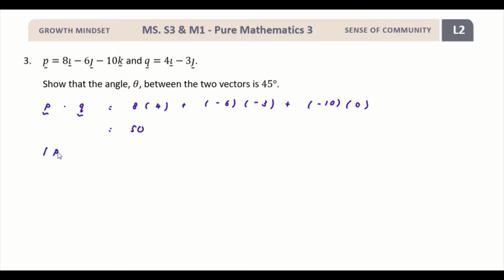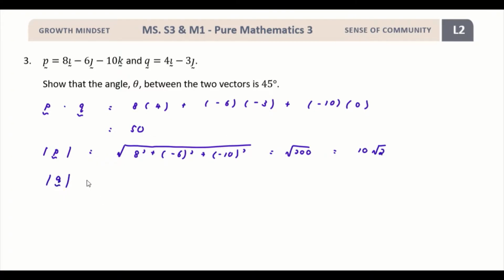So let's try to find the modulus of P first. Okay, so we have 8 squared plus negative 6 squared plus negative 10 squared. So from here, I'll be able to get 64, 36, then 100, so which means I'll get 200. If you want to change it, it will be 10 square root 2. Alright, then after that for Q, we do the same thing. You have two components only, so which means 4 squared plus negative 3 squared. So 16 and 9, which means 25. Alright, so square root of 25 will be 5.